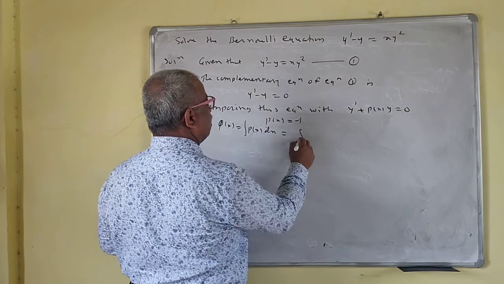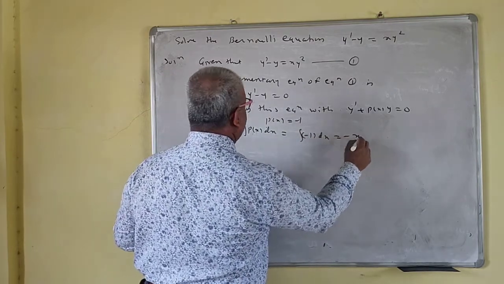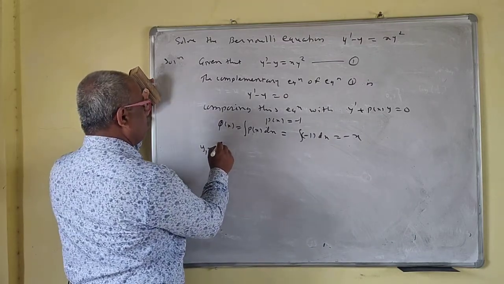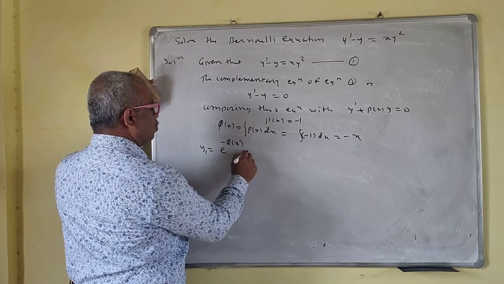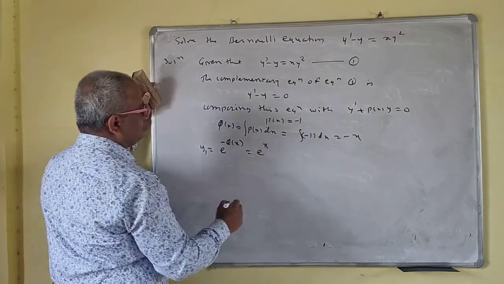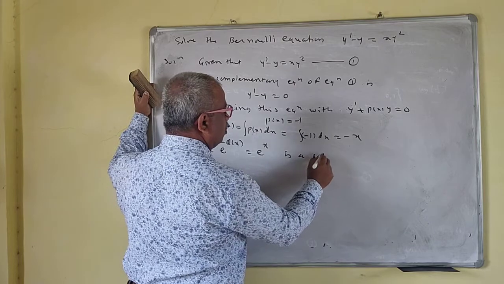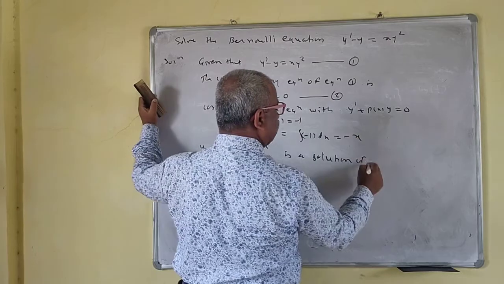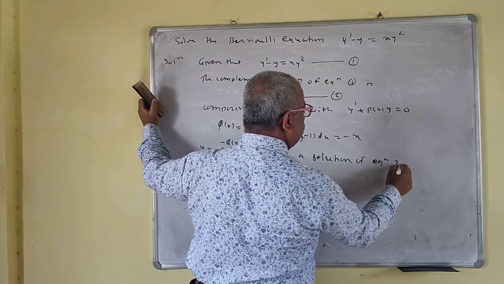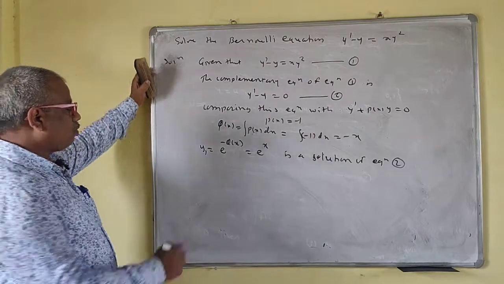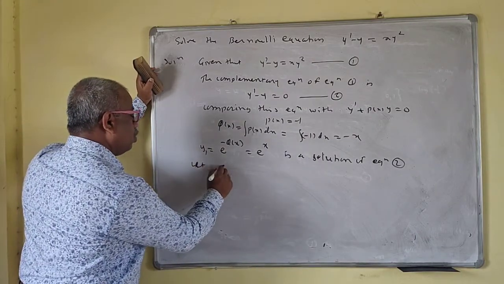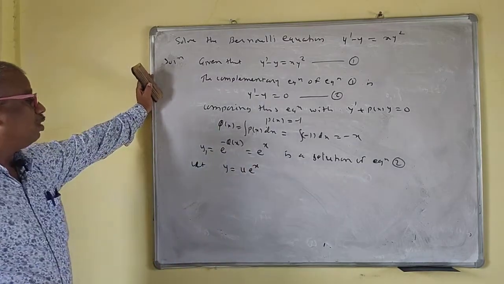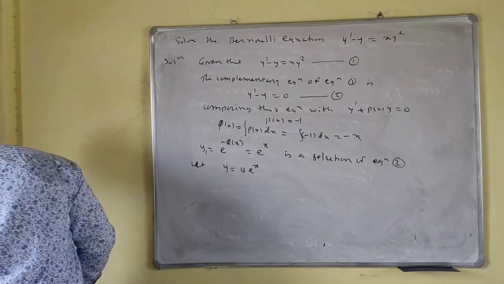So this is what? Integration of minus 1 dx. So this is minus x. So y1 is equal to e raised to minus phi of x. So this is what? E raised to x is a solution of equation 2, we'll call this 2 now. Okay, so let y is equal to u e raised to x.